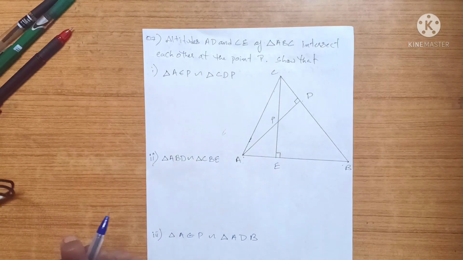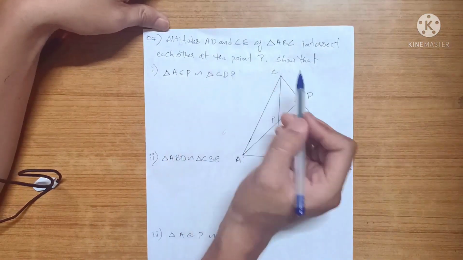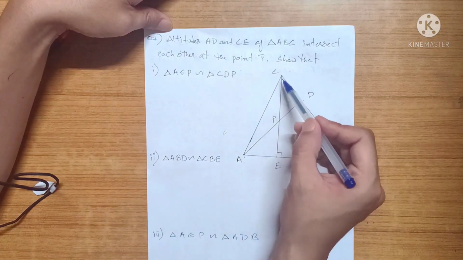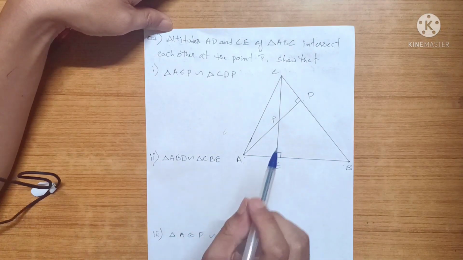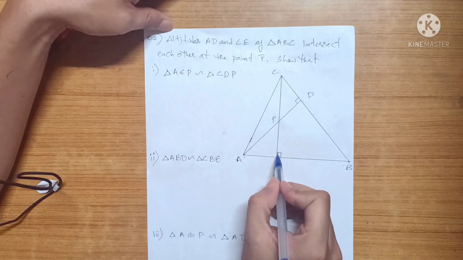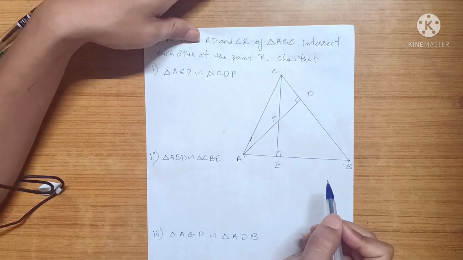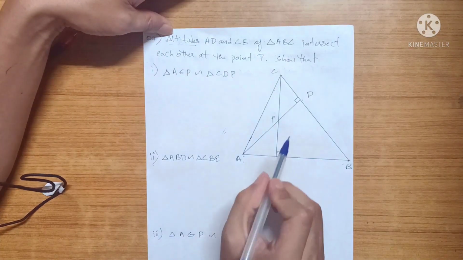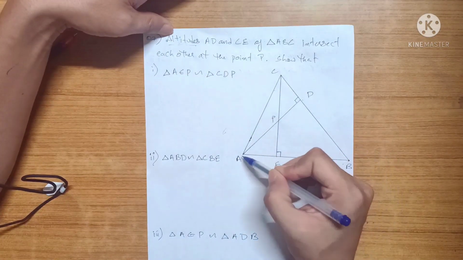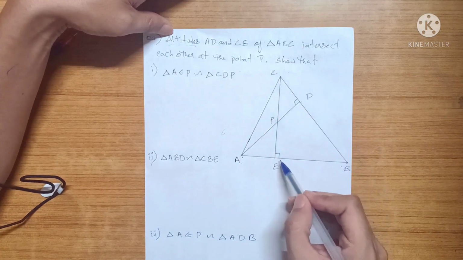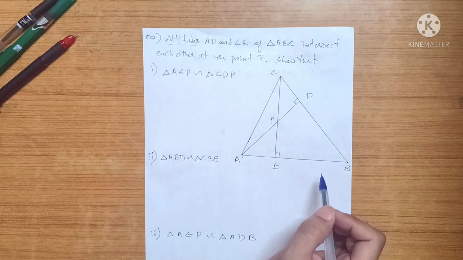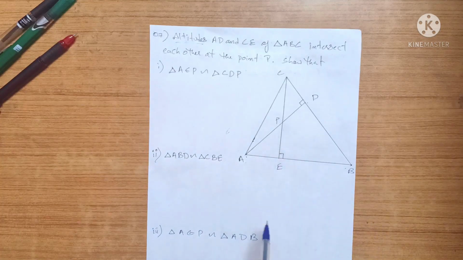Question number 7 says altitudes AD and CE of triangle ABC. Let's see where the altitudes are. Altitudes means the 90 degree, okay? You always have to remember, even if they don't give you the box indicating that it's a 90 degree, you have to know that whenever they say altitude, it always is a 90 degree. So altitudes AD and CE of triangle ABC intersect each other at a point P.